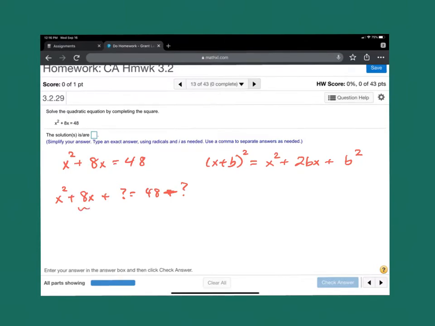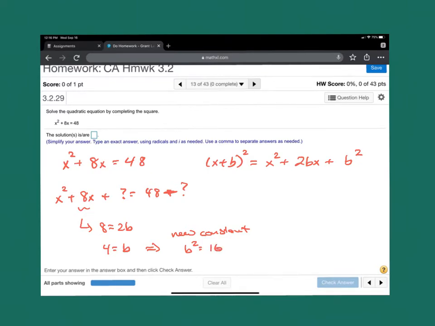Well, I do the same thing as before. I say that 8 is going to be 2b, so divide both sides by 2. B is going to be 4, and so my new constant is going to be b squared. So it's going to be 16.